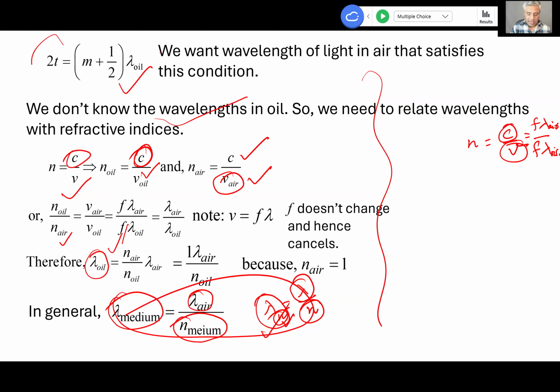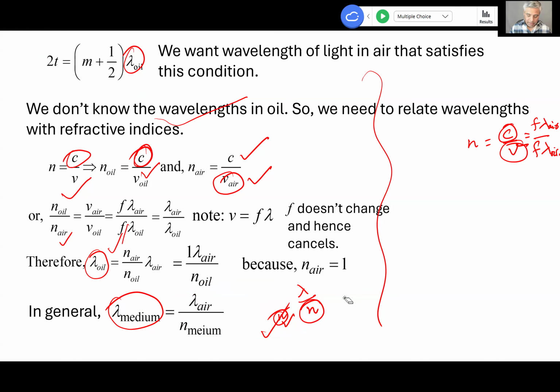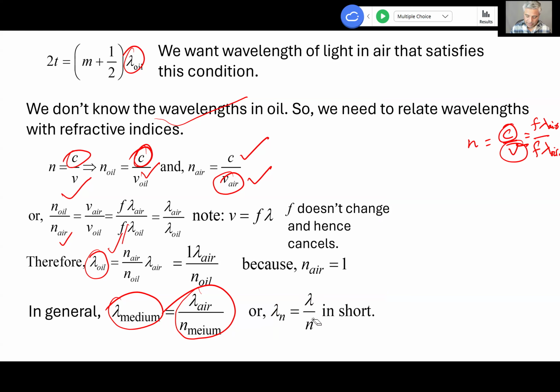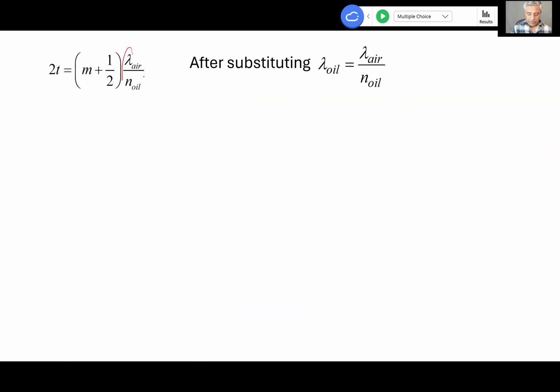Now we can go back here and replace this lambda oil by lambda air divided by the refractive index of the medium. In short, it's written right here. So that's what I'm doing. It was lambda oil over here, and now I'm writing that as lambda air over n oil.